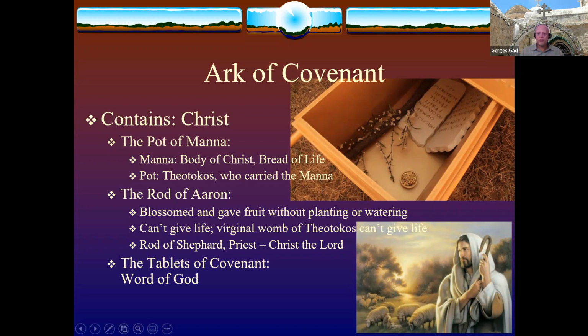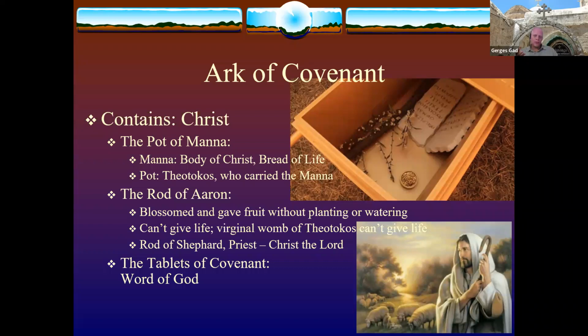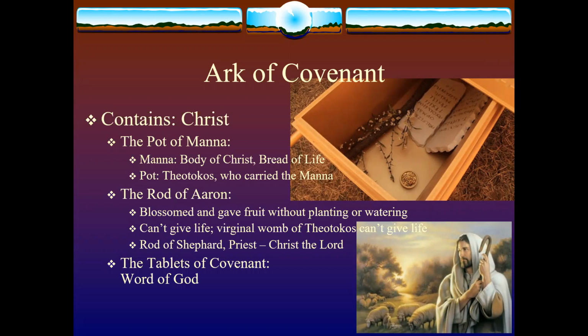And then the third thing in the Ark of Covenant is the tablets of the covenant, the two tablets that have the Ten Commandments written on them. So what are the Ten Commandments? They are the word of God, right? So who is the word of God? The Lord Jesus Christ. So if the word of God is contained in the Ark of Covenant, then who is the Ark of Covenant? The one who carried the word of God, the Theotokos. Amen.